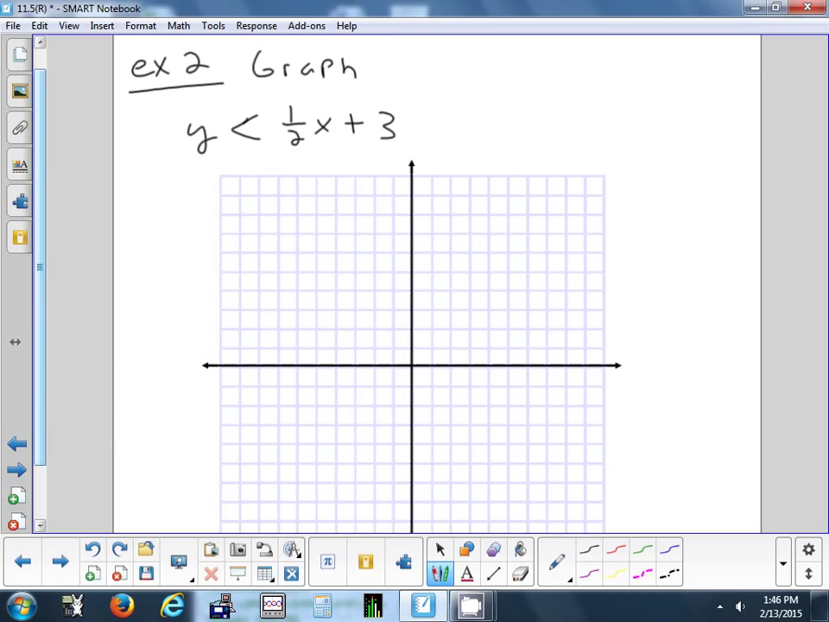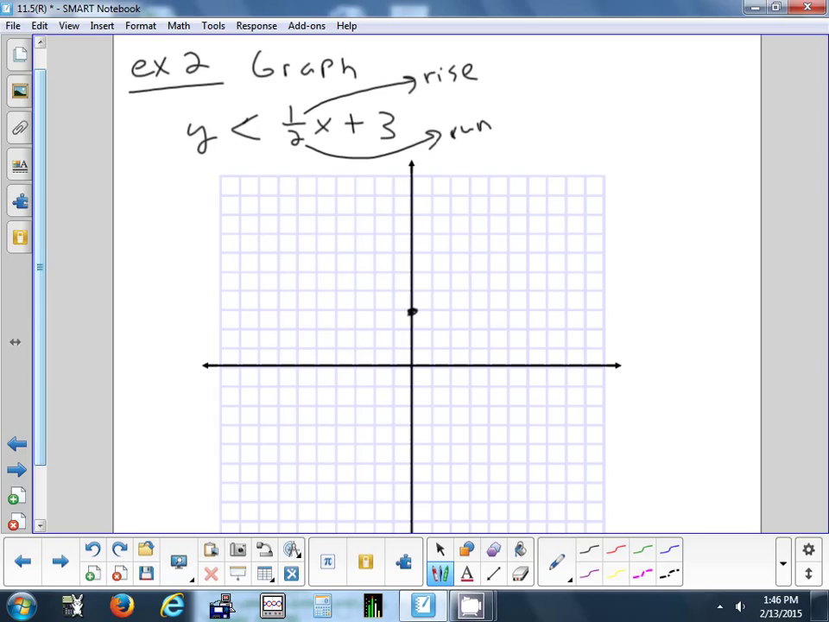Which number do you look at first, the 1/2 or the 3? You look at the 3. Where does the 3 tell you to go? Positive. Yep, up 3. If it was negative, you'd go down. Right? Now we looked at the 3. What's the next number we look at? The 1/2. In 1/2, what's the rise? That's the rise. What's the 2 called? That's the run.